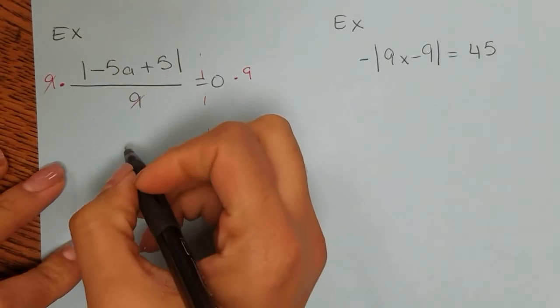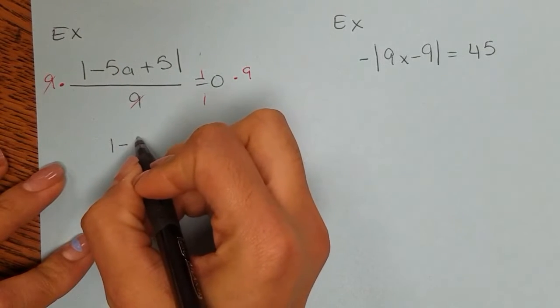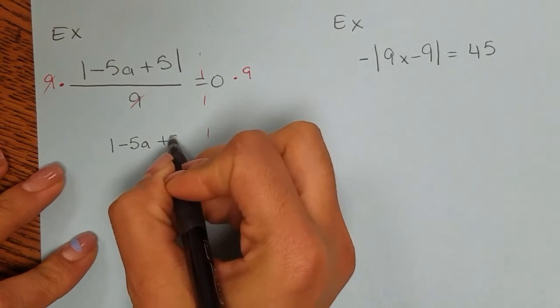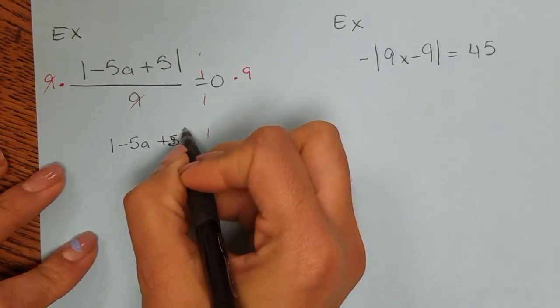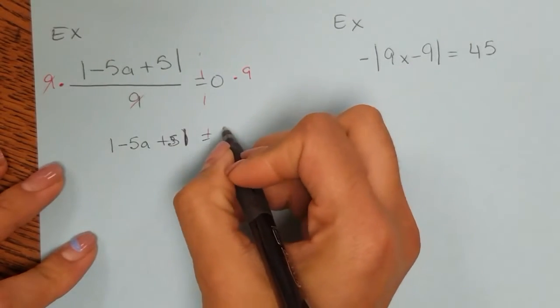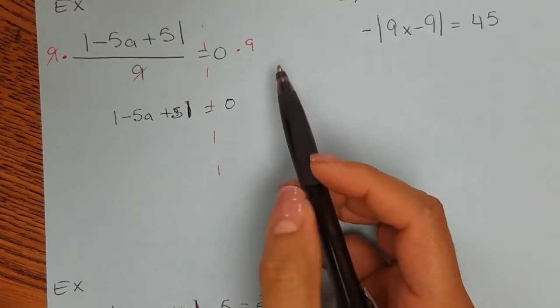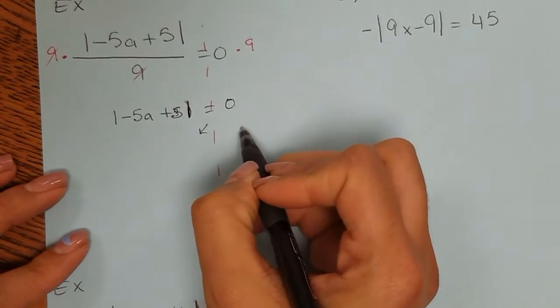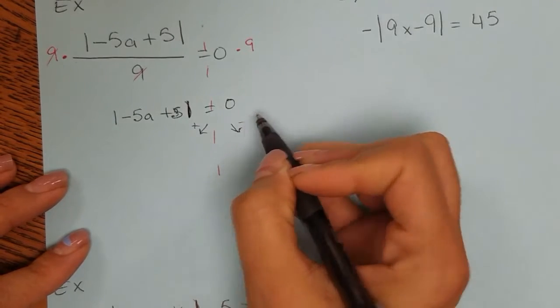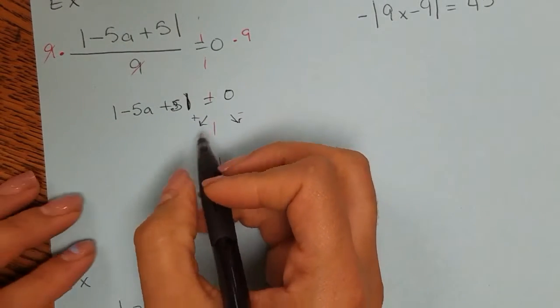So this absolute value part is going to come down. Negative 5a plus 5 is equal to 0 times 9, which is 0. We check that this side is not negative, which it is not. So then you can set up your two equations, your positive and your negative. And it's not going to change in this case.